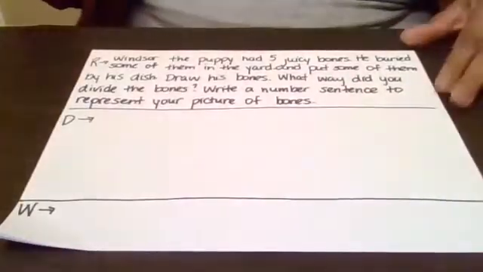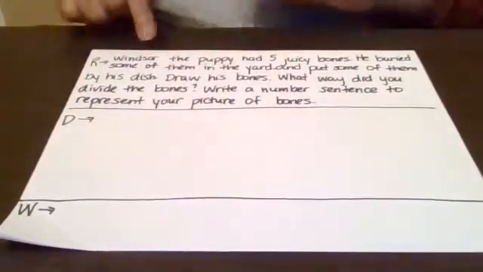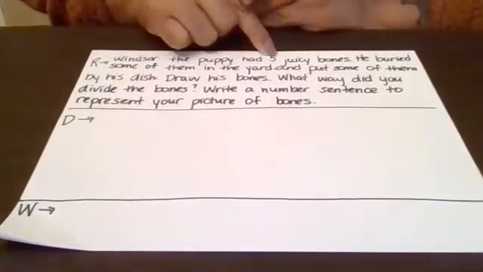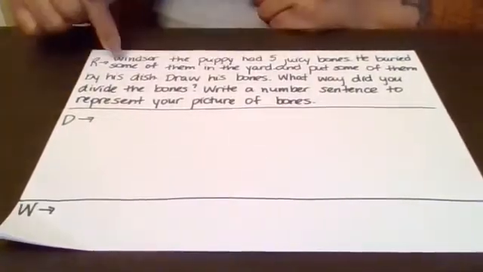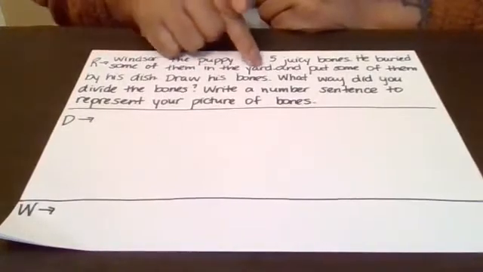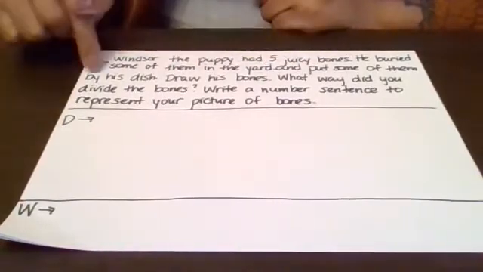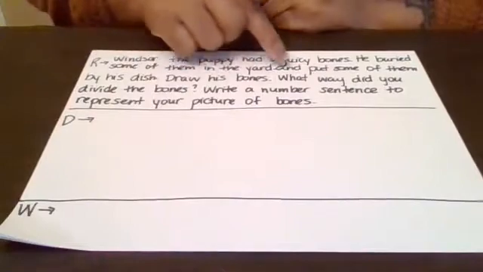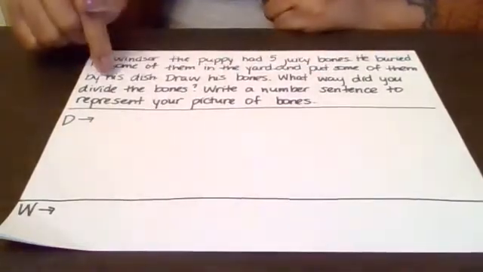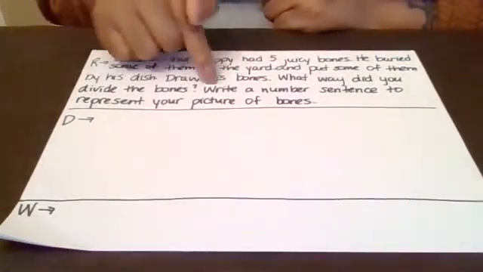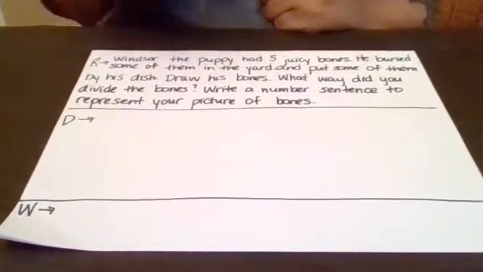All right, so let's take a look at our application problem for today. It says, Windsor the puppy had 5 juicy bones. He buried some of them in the yard and put some of them by his dish. Draw his bones. What way did you divide the bones? Write the number sentence to represent the picture of bones.